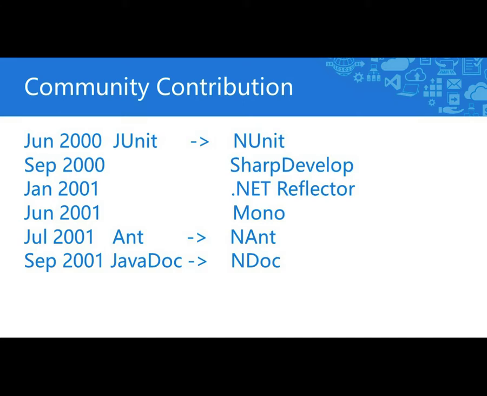So the open source community stepped in. They provided a unit testing framework like NUnit, an open source IDE, SharpDevelop, and .NET Reflector, which can be used to disassemble .NET assemblies. And Mono, later we're going to visit it in more detail. NAnt, it's a build system for .NET projects. And NDoc, it generates very nice documentation for .NET source code.